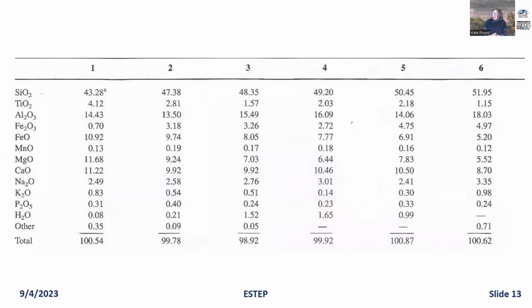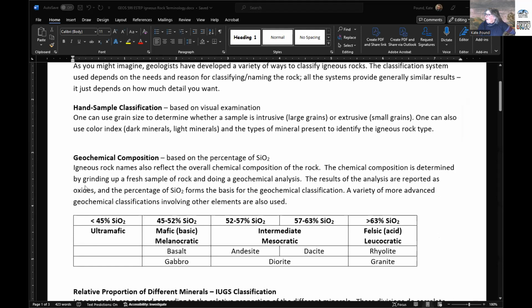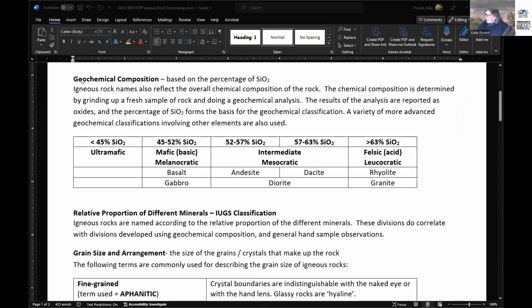So there are actually a bunch of other ways that we go about classifying igneous rocks. And I'm actually going to go to a document here that you have access to. It's a Word document. And it goes through how we classify igneous rocks. And we're going to just go down to geochemical composition. And so what it says here is based on the percentage of SiO2.